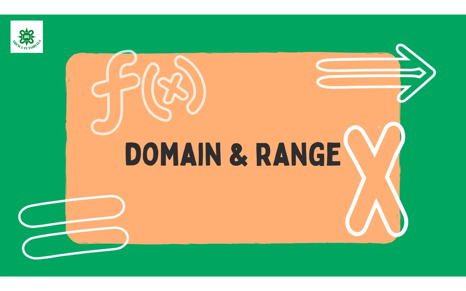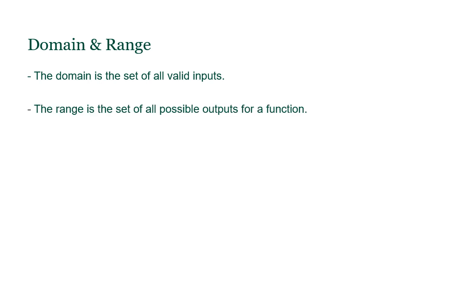In this video, we'll discuss domain and range of a function. The domain of a function is the set of all valid inputs in a function. So that is all inputs that are valid to be put into the function. While the range is the set of all possible outputs that we can have for a function. So whenever we put the inputs, what are all the possible outputs that we can get for that function?